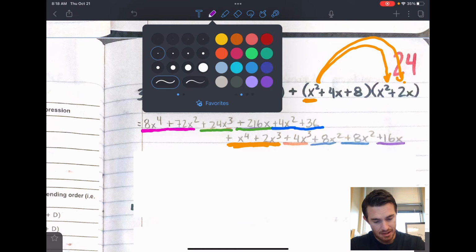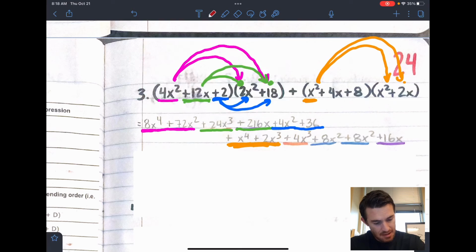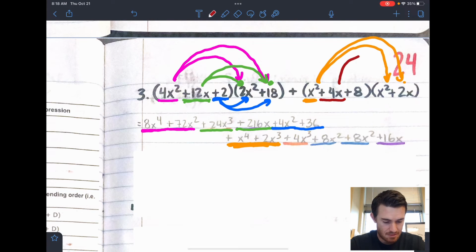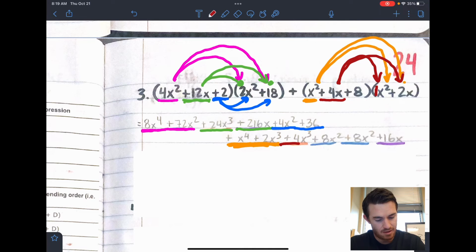Let's choose, I don't know, this red color. So I have 4x, and again, we're going to distribute to both of these terms here. Okay, so 4x times, remember there's a 1 in front of here. So 4 times 1 is 4. And then x squared times x, or x times x squared, is x cubed.